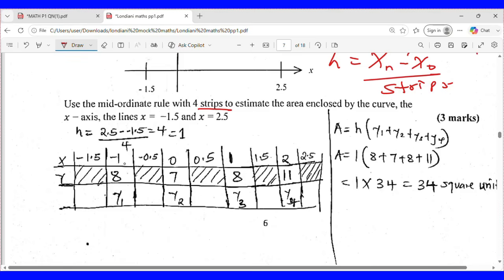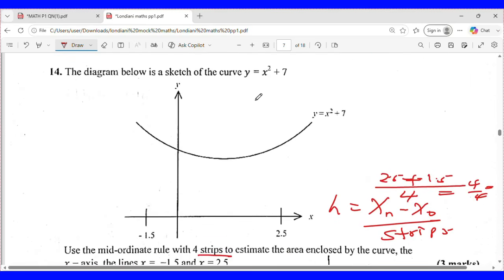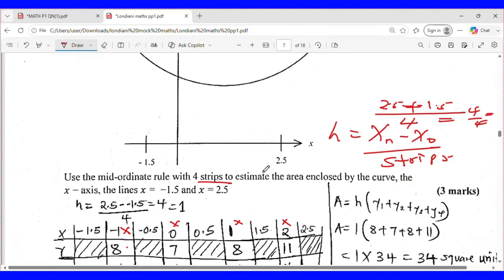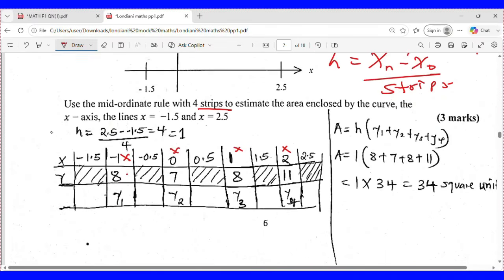Now this one is going to be the mid-ordinate. These are the mid-ordinates. You see that? Now we only use the mid-ordinates. Now use the calculator and substitute these values in our equation. Our equation was y is equal to x squared plus 7. Once you get the values inside here, now we use the mid-ordinate rule. y1, y2, y3, y4. You apply the formula and you get your answer.